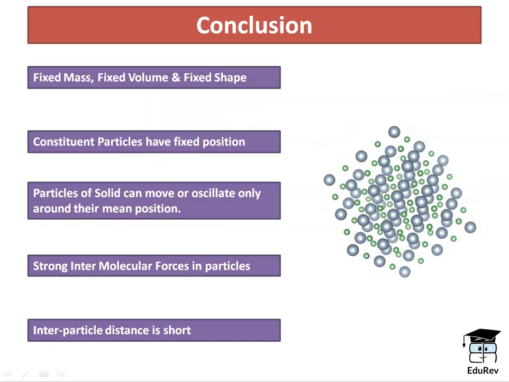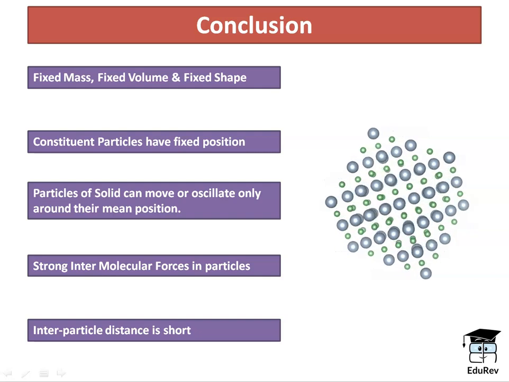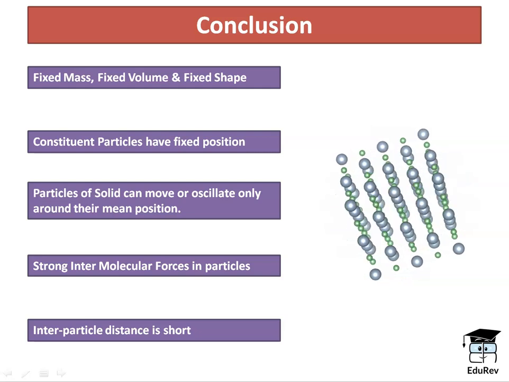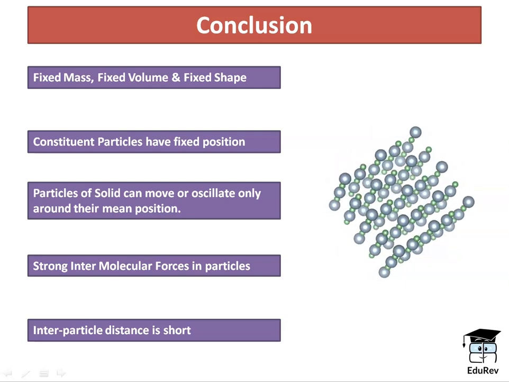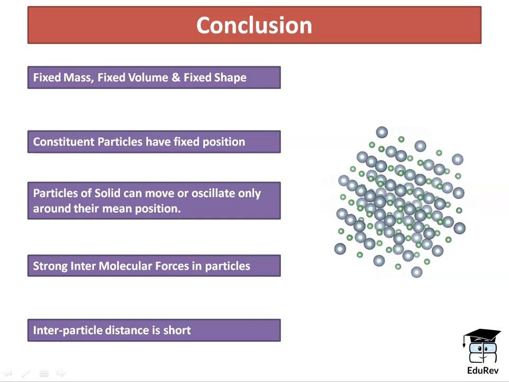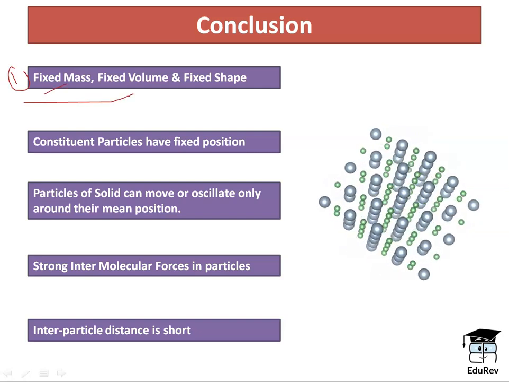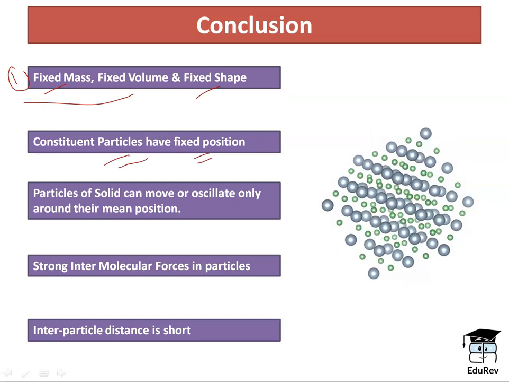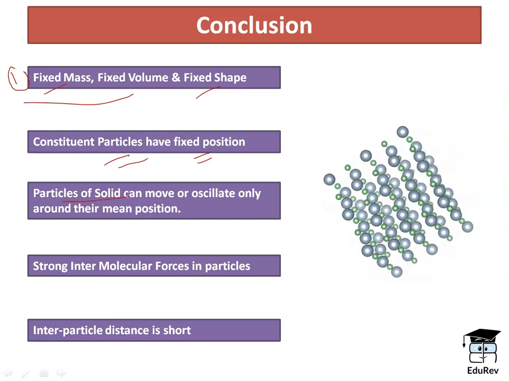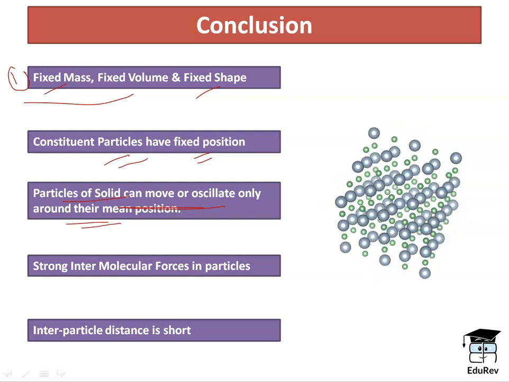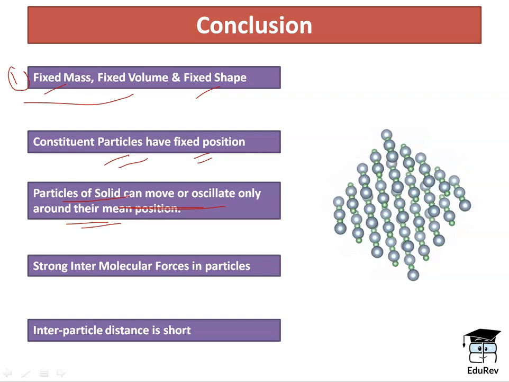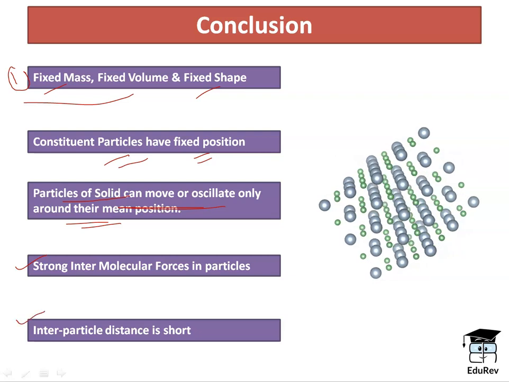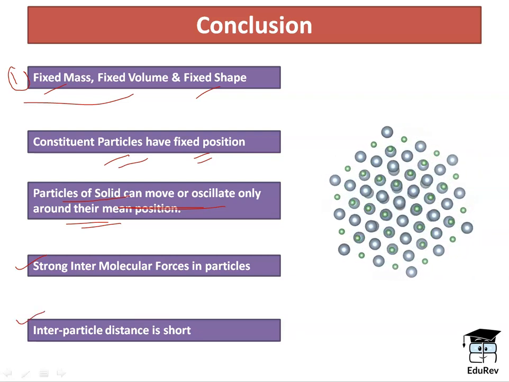So what is the conclusion of this? Here we discussed the introduction, what are the solids, what are the characteristics of the solids, and these were the few characteristics of solids. They are having fixed mass, volume and shape. The constituent particles were having fixed position. Particles of solid can move or oscillate only around their mean position. Strong intermolecular forces were present, and interparticular distance between the particles of the solids was short.